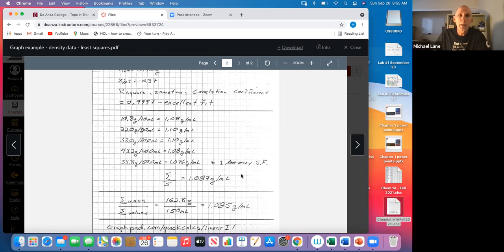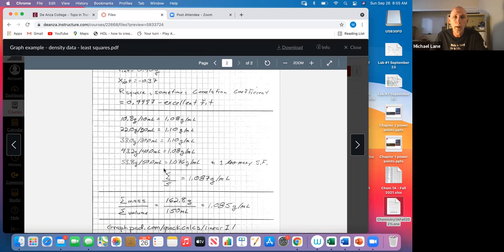I'm going to give you yet another one. I could sum up all of these masses, 10.8, 22, 33, 43.2, 53.8, and I get 162.8. And I can sum up all of these volumes, 10, 20, 30, 40, 50, and get 150. And I get an average of 1.085 grams per milliliter.